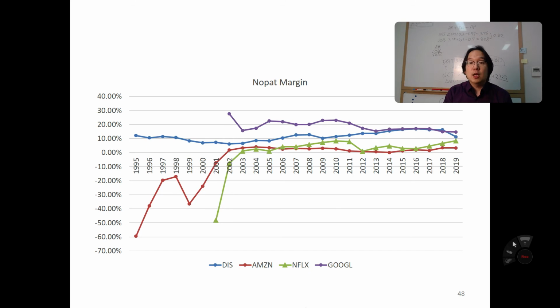Now the next one, NOPAT margin. NOPAT margin looks like this. Netflix is your green line over here. NOPAT margin used to be negative, hugely negative when they were young. Of course, in your young stage, you have to consume a lot more, or your expense has to be a lot more because you need initial investment. And similar things happened in Amazon.com. If you look at it, they were loss-making companies in early 2000 or the 1990s.